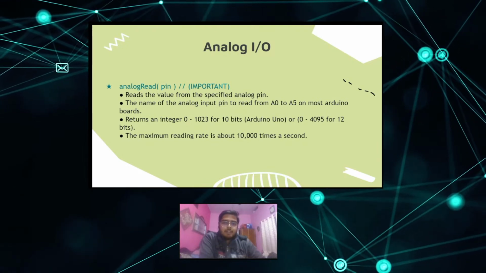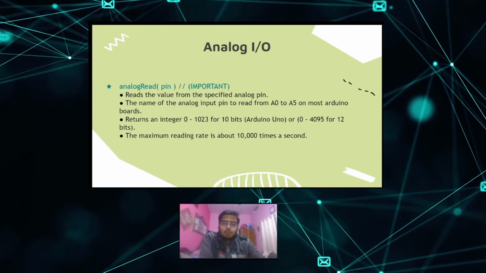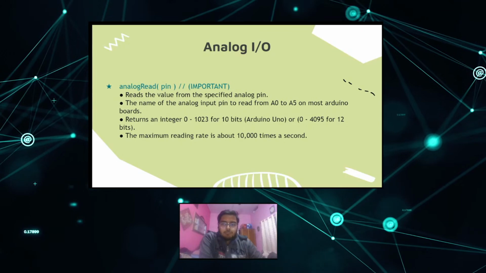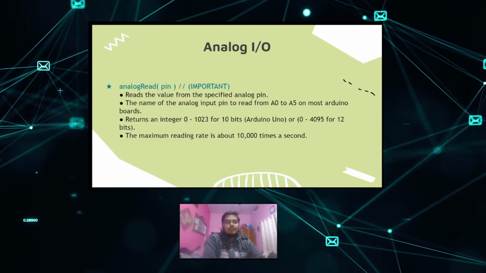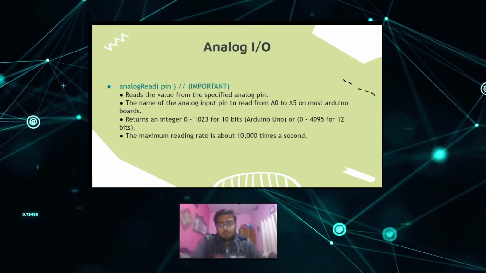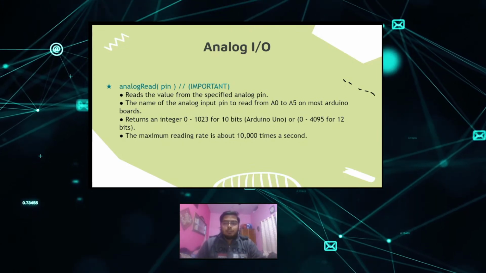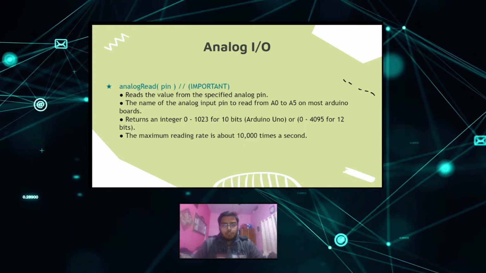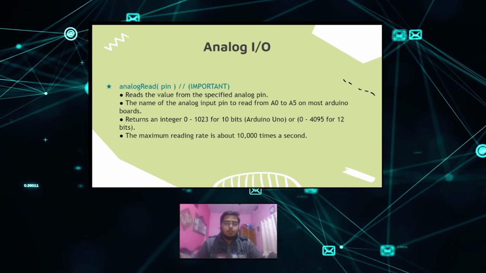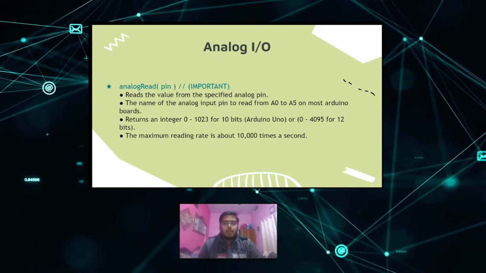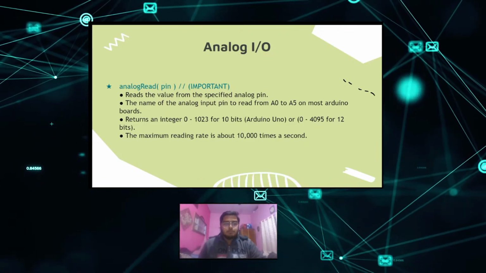It returns an integer from 0 to 1023 for 10-bit boards like Arduino Uno, or 0 to 4095 for 12-bit boards. For a 10-bit Arduino board, this means that it will map the input voltages between 0 and 5 volts into integer values between 0 and 1023. This yields a resolution between readings of 5 volts divided by 1024 units, or 0.0049 volts per unit. The maximum reading rate of the analogRead function is 10,000 times per second.